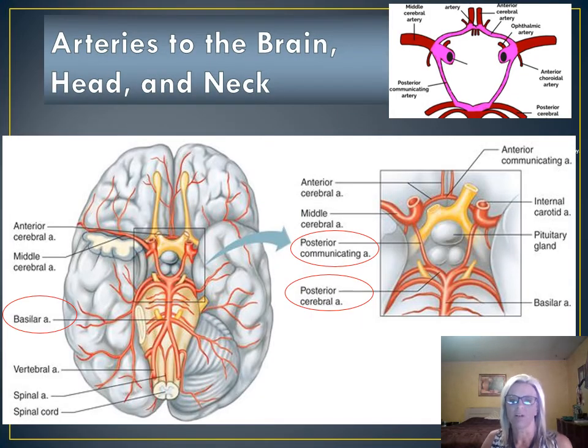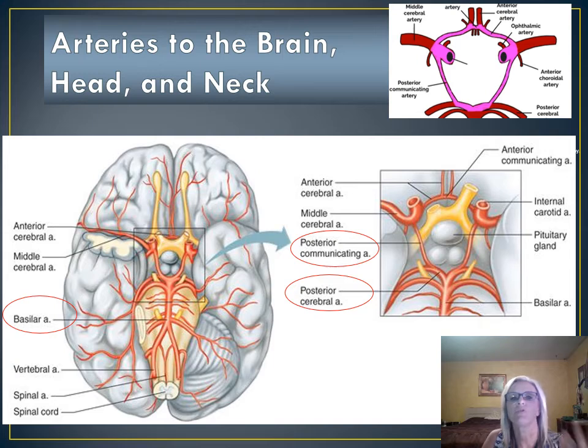I left this in here in lecture because I want to make sure that you see it, because often students miss this in lab. Even though it is on there in lab, students tend to not focus on this, and the circle of Willis is important. So in the cranial cavity, the vertebral arteries come together to form the basilar artery. This passes along the brainstem and divides to supply the pons, midbrain, and cerebellum. And it's going to terminate and divide into 2 posterior cerebral arteries, which supply occipital and temporal lobes.